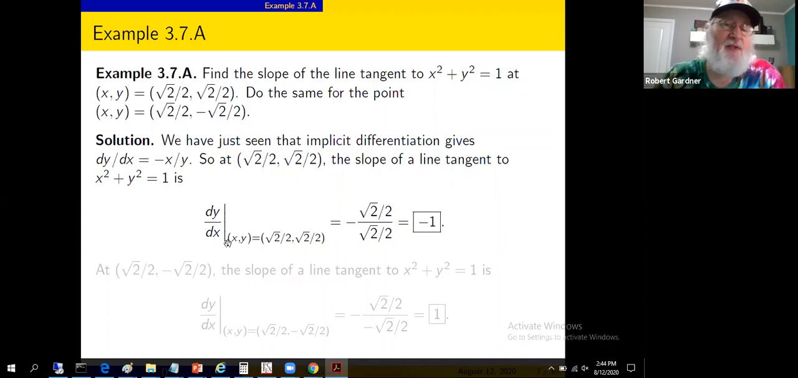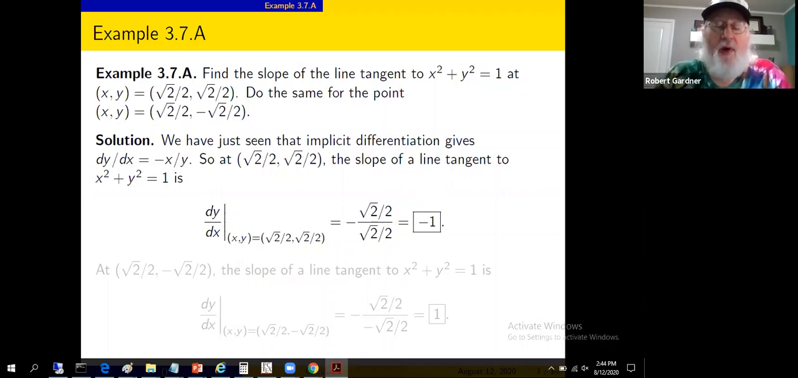Remember, the vertical line means evaluated at x, y equals square root of 2 over 2, comma square root of 2 over 2. So we'll plug square root of 2 over 2 in for x. So we'll have negative square root of 2 over 2. We'll plug square root of 2 over 2 in for y. So we get an x over y. They're the same, but this is the x value and this is the y value, and there's the negative sign from up here out front. Those cancel, leaving us with a slope of -1. We'll draw a picture and see if that makes sense in a little while.